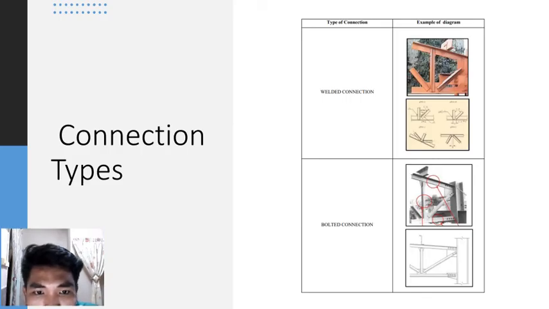And then these are the connection types. We have two connection types. First is the welded connection, and second is the bolted connection.